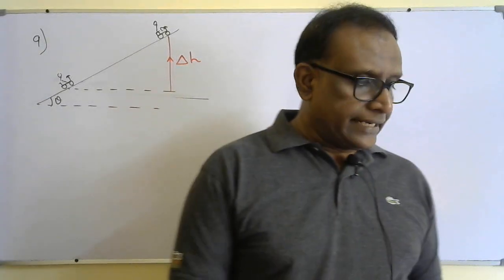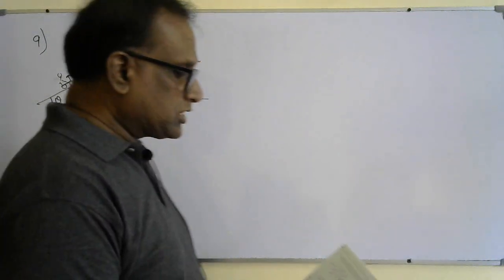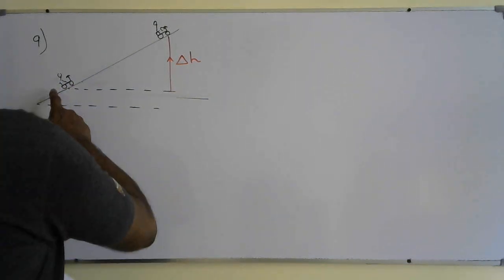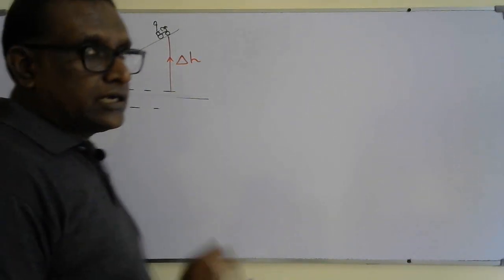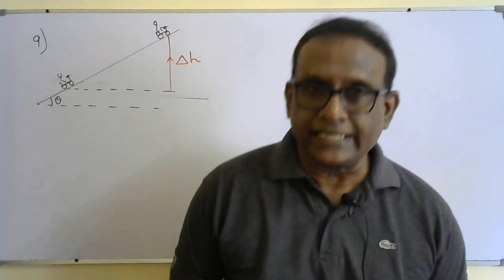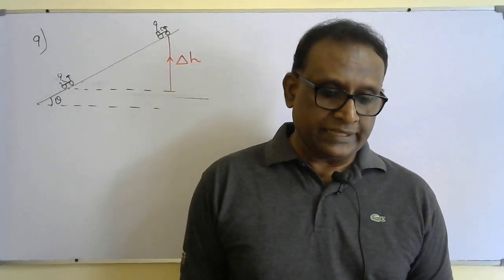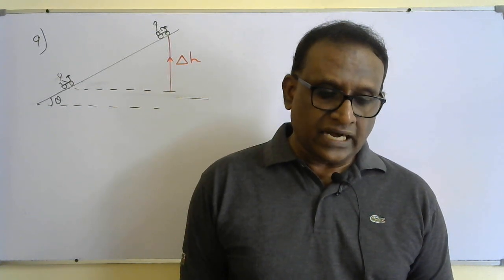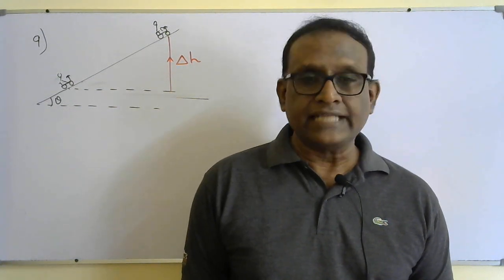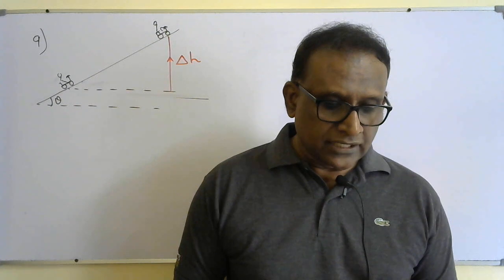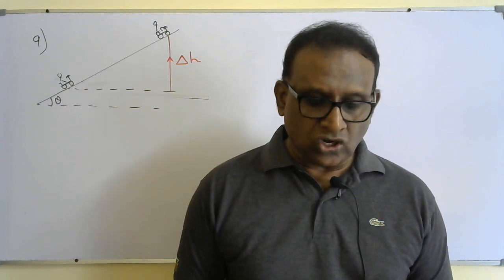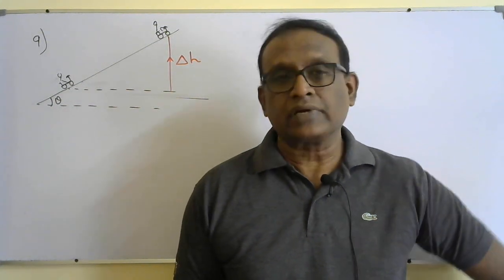Okay, question number 9. A cyclist rode along a slope at constant speed. So constant speed means no gain in kinetic energy, no change in kinetic energy. The increase in vertical height of the cyclist was delta h, shown on the diagram. The slope was at an angle theta to the horizontal as shown, right?